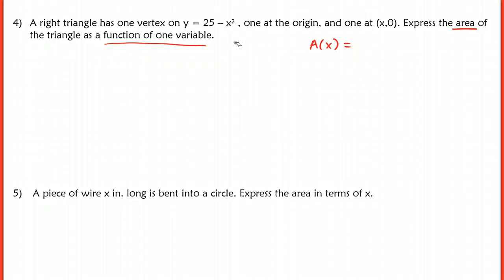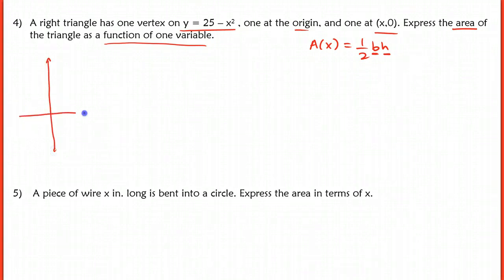And the area of any triangle is going to be given by 1/2 base times height. Obviously I can't use base or height, I need to have it in terms of just one variable. But this is ultimately what you're trying to fit your function into with the given constraint that one of the vertexes is on 25 minus x squared, one's at the origin and one is here. So we're going to use all that information to eventually substitute values in for the base and the height. Alright, so let's draw in this picture.